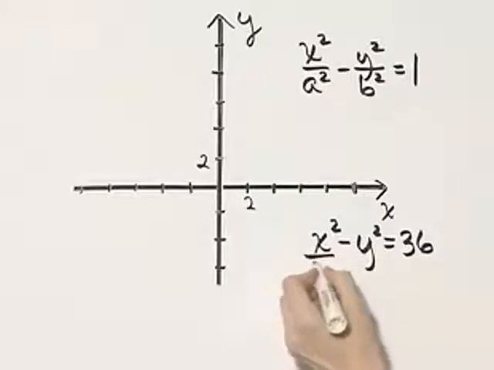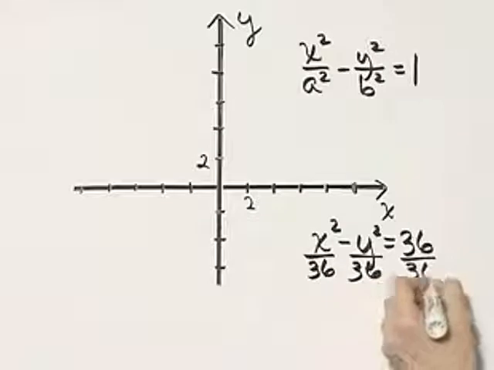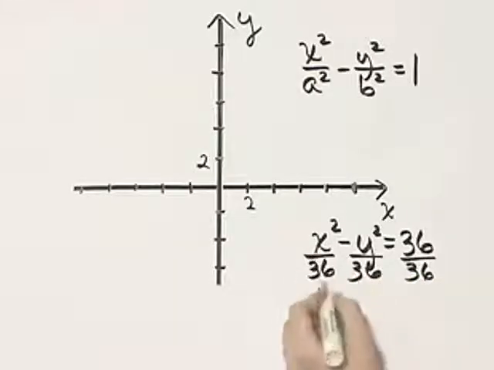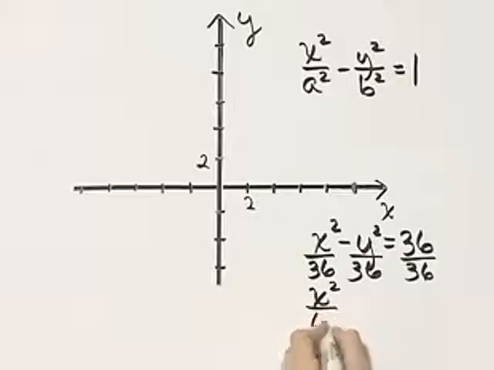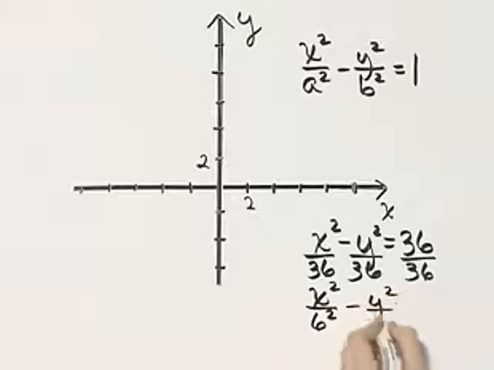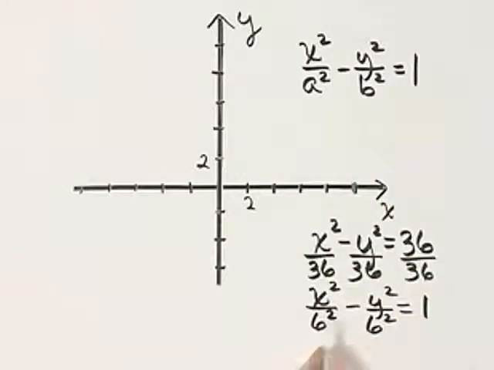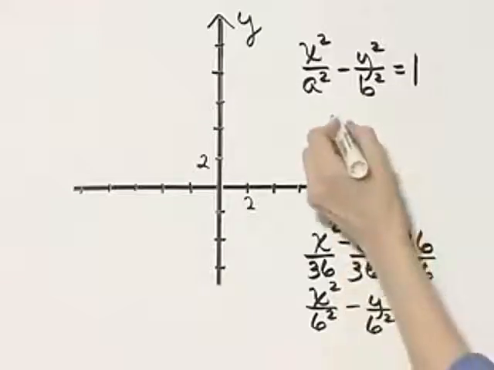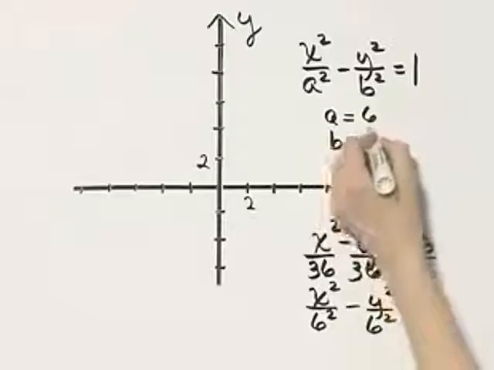I'll divide the first term by 36, second term by 36, and this last term by 36. Notice what we have then. We'll have x squared over, I'll write 36 as 6 squared, minus y squared over, just happens to be 6 squared again, is equal to 1. Now notice then a is 6 and b is 6 in my particular equation. a is 6 and b is 6.